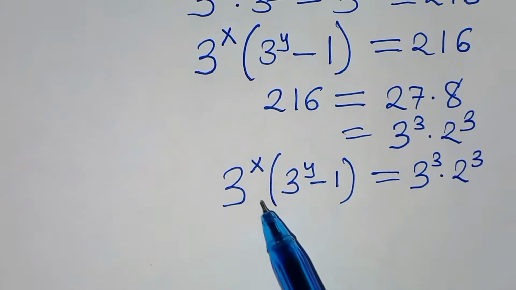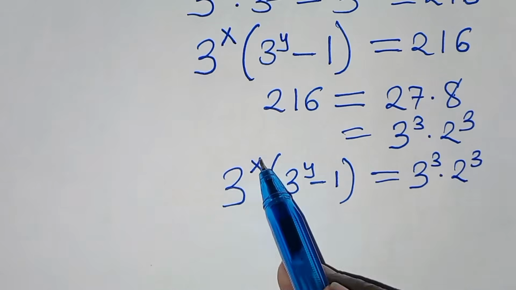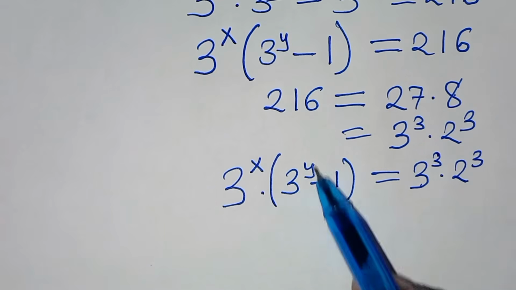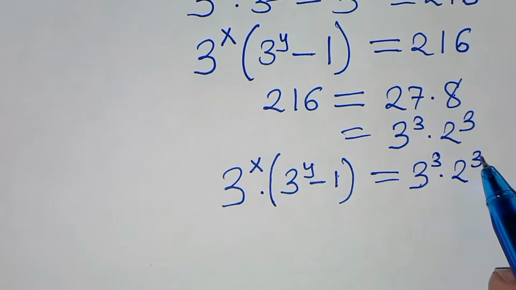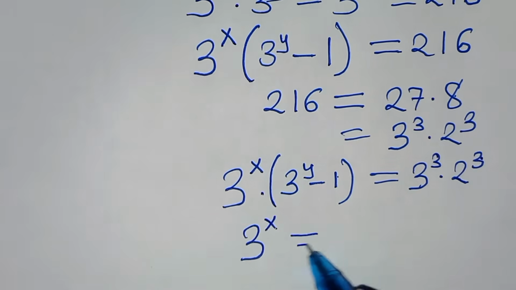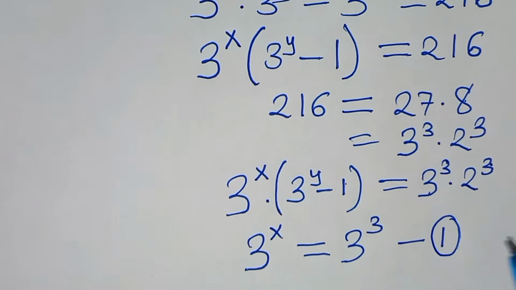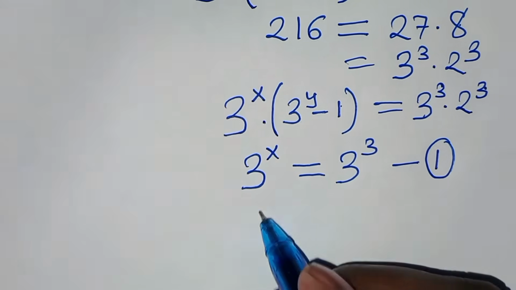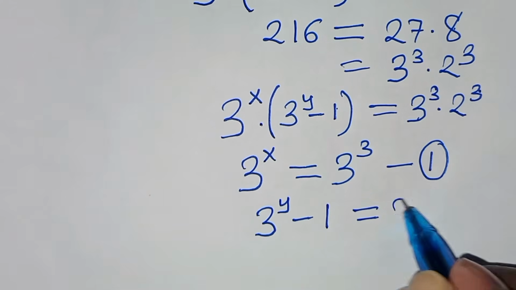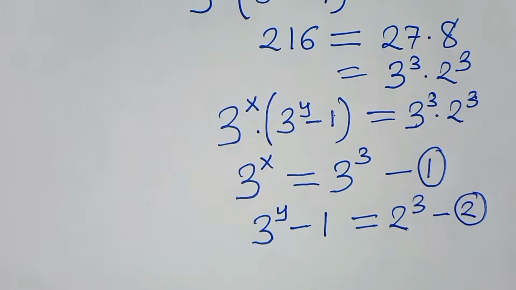So, from what we have here, we can do a comparison. That is 3 to power x is equal to 3 to power 3, and 3 to power y minus 1 is equal to 2 to power 3. So we are saying we have 3 to power x equal to 3 to power 3. So this is the first comparison. The second comparison here is 3 to power y, subtract 1, equal to 2 to power 3. This is the second comparison.